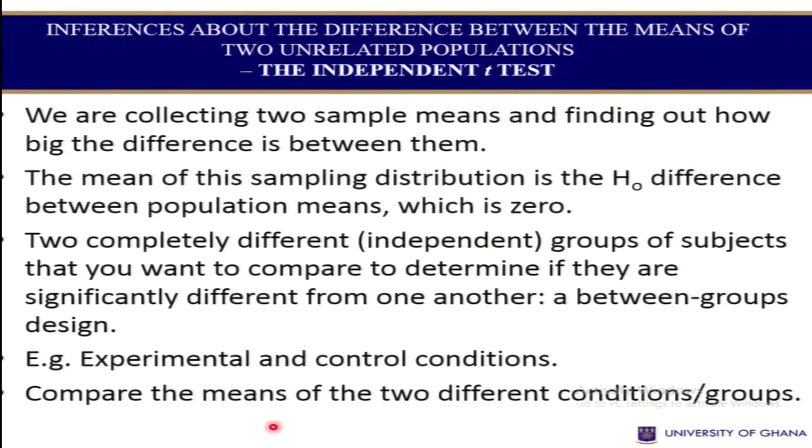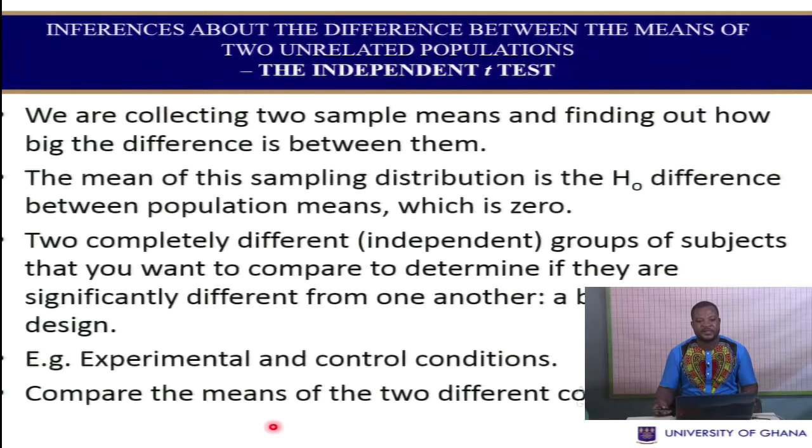So now let's talk about the difference between the means of 2 unrelated populations. So we are dealing with the independent t-test. Here we are collecting 2 sample means and finding out how big the difference is between their means. For example, we want to find out the performance of male students and female students. What is the difference in their average performances? Are males performing better than the females, or the females performing better than the males?